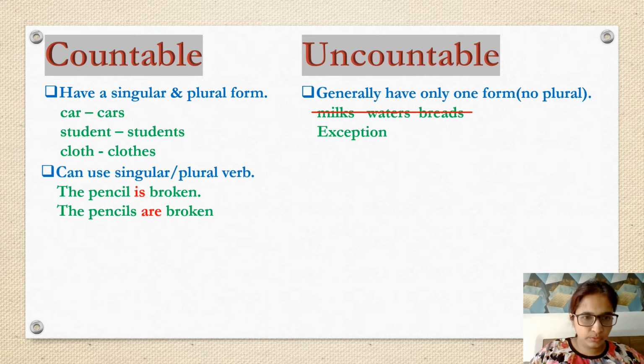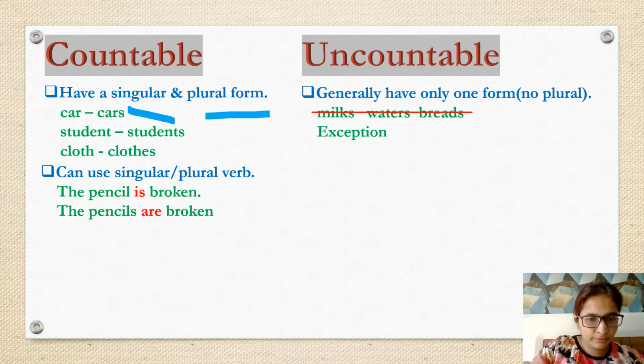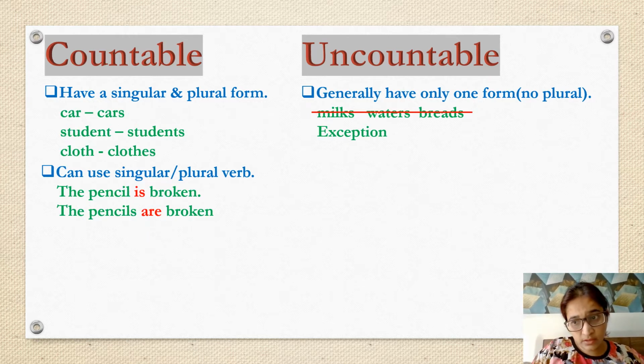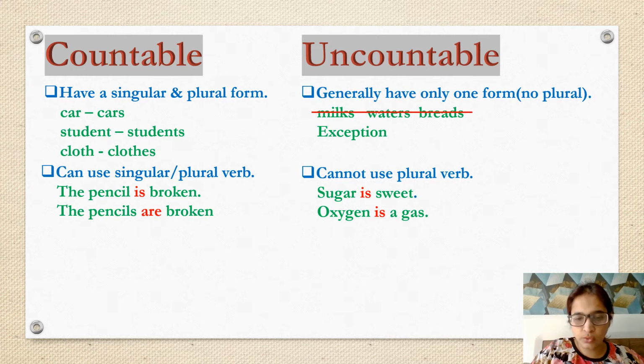Now let's come to countable again. You can use singular or plural verbs, obviously, because they have the singular and plural form. For example, the pencil is broken and the pencils are broken. So in this case we can use both, but that is not the case with uncountable nouns. You cannot use plural verbs in the case of uncountable nouns. You can't say sugar are sweet, you say sugar is sweet. You can't say oxygen are a gas, you say oxygen is a gas. So that's where there is the difference.